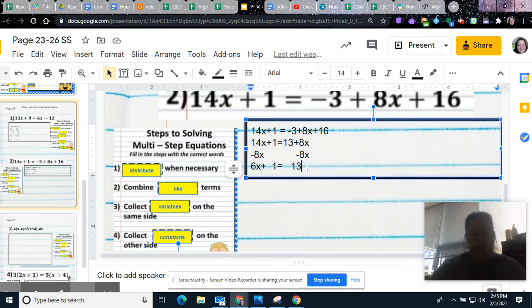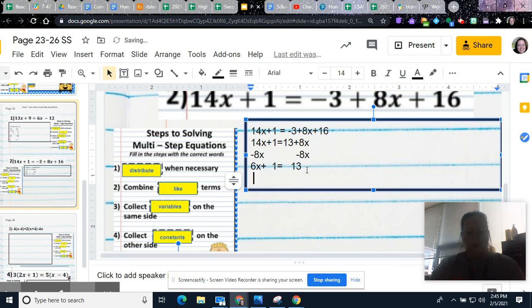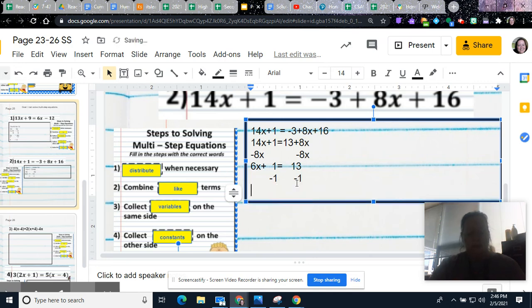So now we'll go through, collect the constants. So we're going to subtract 1 from both sides. That'll put the numbers that don't have variables together. It's a positive 1. Opposite of positive is negative, so you'll subtract. And you'll be left with 6x equals 12. And then 6 times x, the opposite of times is to divide.